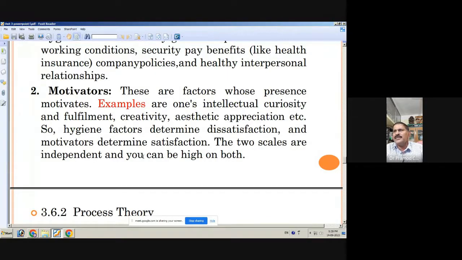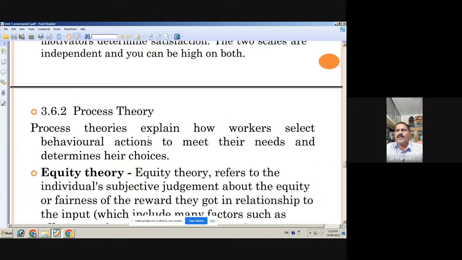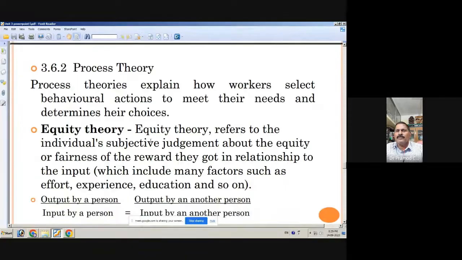Hygienic factors are essential, but still we will not be motivated unless we get recognition in that organization. The two scales are very independent. They can raise us in that organization or motivate us to work properly in it. Let us come to discuss the process theory.